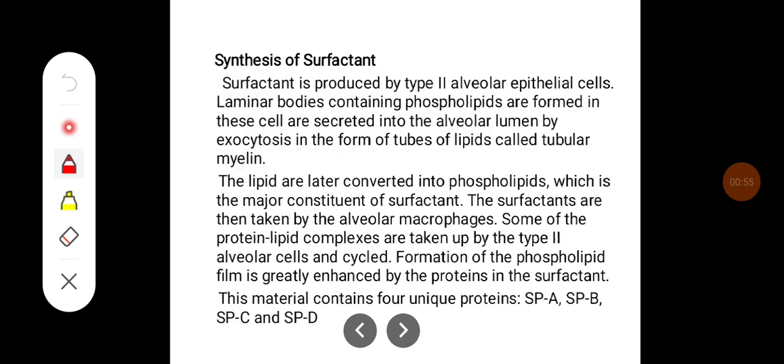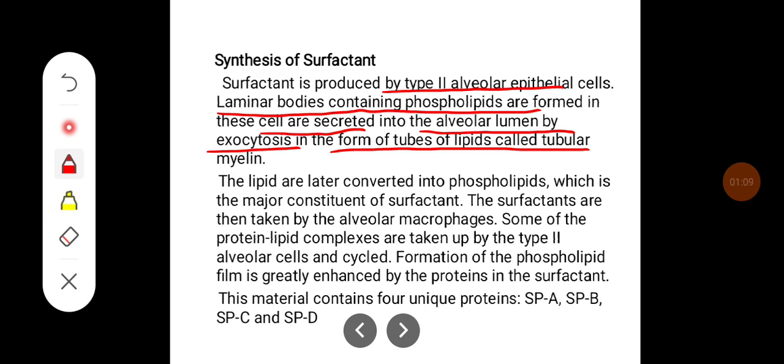Synthesis of surfactant. Surfactant is produced by type 2 alveolar epithelial cells. Laminar bodies containing phospholipids are formed in these cells and are secreted into the alveolar lumen by exocytosis in the form of tubes of lipids called tubular myelin. The lipid is later converted into phospholipids, which is the major constituent of surfactant. The surfactants are taken up by the alveolar macrophages. Some of the protein lipid complexes are taken up by type 2 alveolar cells and recycled.